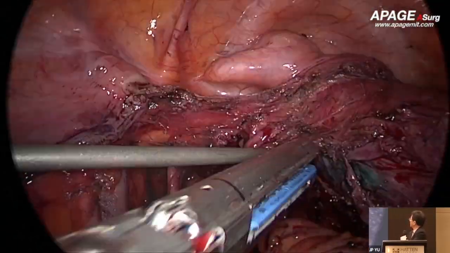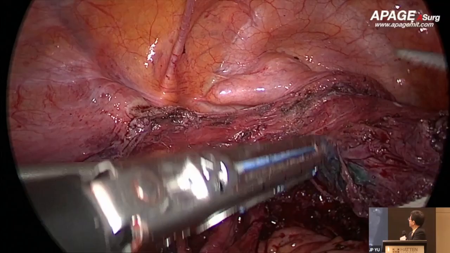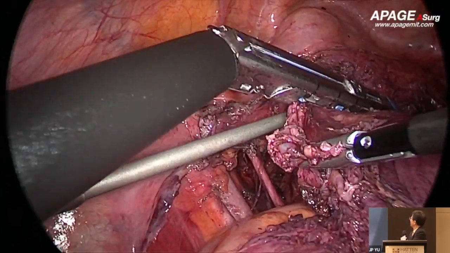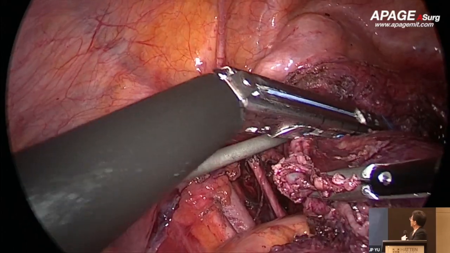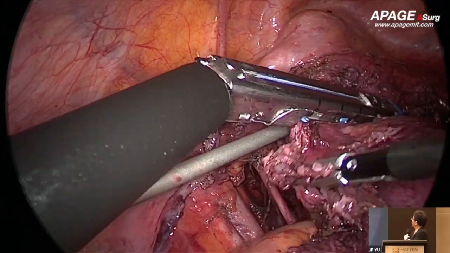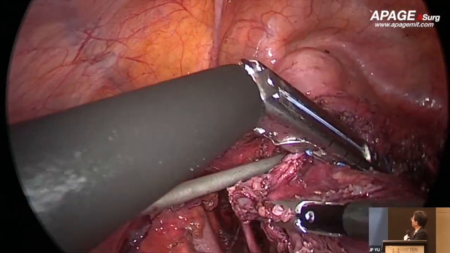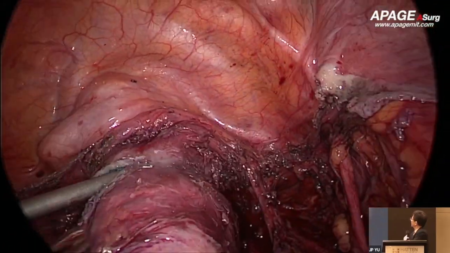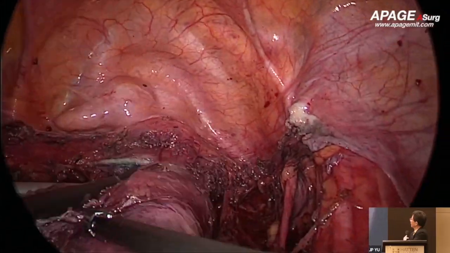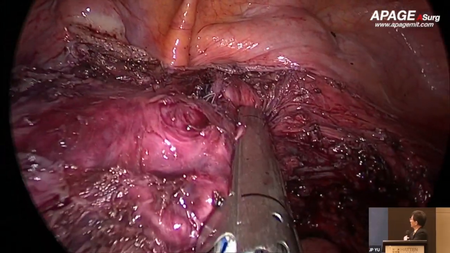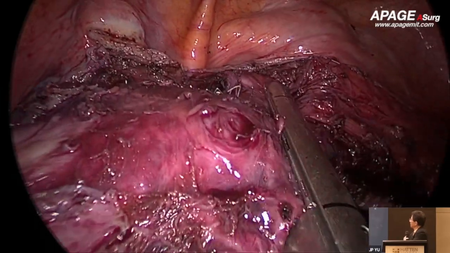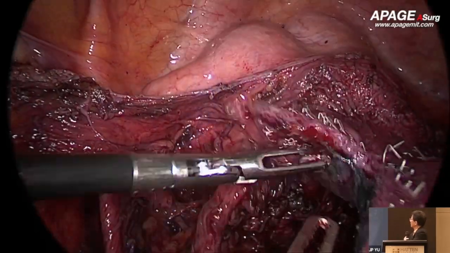Here is the cuff, we can use the endo-GIA to put it in here and resect it. So the lesions here have been enclosed in this stapler. The staples are here, you can see it's very clear. Half of the vision has been resected, and from the other side, we use the endo-GIA again and resect it.